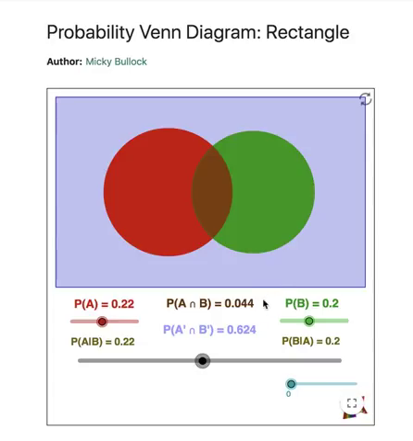So again, for your applet, you're going to be asked to move the black slider bar, change some of the probabilities to help establish and look at a couple of different concepts in terms of probabilities and events.